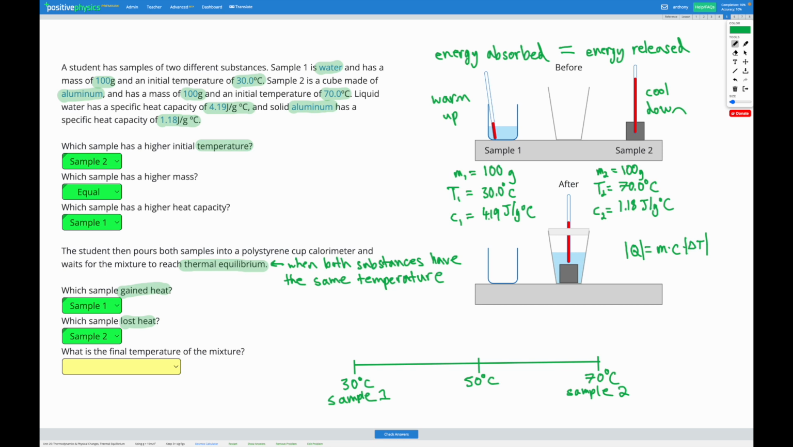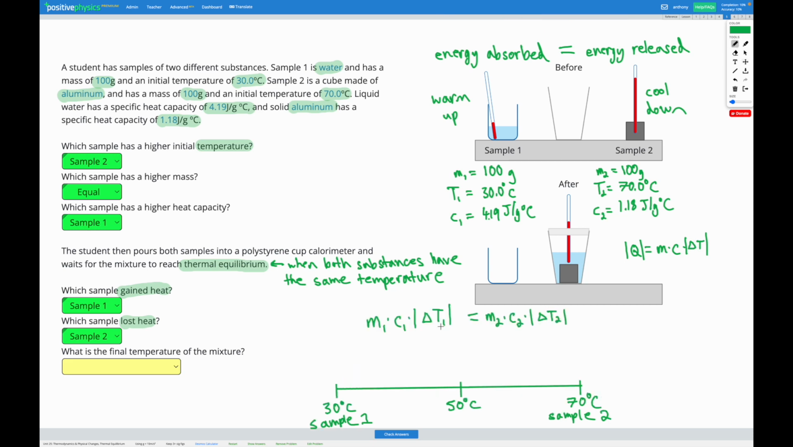And we know that our energy absorbed is equal to our energy released. So we know that our M1 times C1 times delta T1 has got to be equal to M2 times C2 times delta T2. I'm going to move this down here so we can see it better.